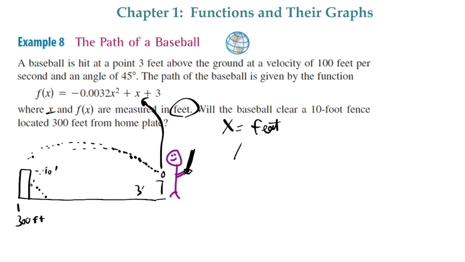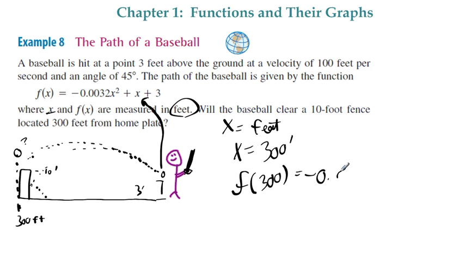So basically, I want to let my x equal 300 feet. Okay, I'm going to find f of 300, because this represents the path that the ball is on. So at 300 feet, where is this ball at? Okay, and this is going to give us our height right here. So if I plug in 300, it's going to tell us where the ball is at. So let's go ahead and plug in 300 here. So negative 0.0032 times 300 squared plus 300 plus 3.